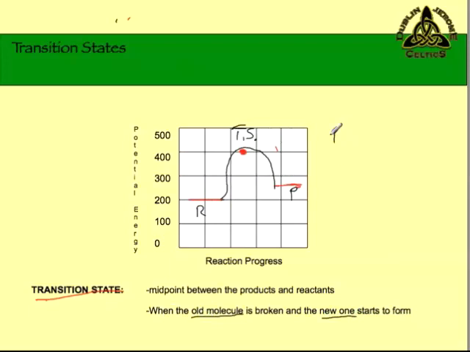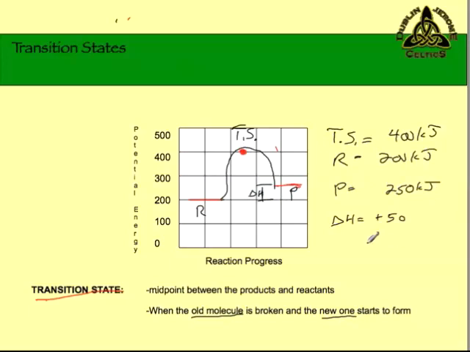So the transition state is kind of like a molecule, like the reactants and products, that has an energy of 400 kilojoules. The reactants have 200 kilojoules, and the products, I should put equal signs here so they're not negative, have 250 kilojoules. So even though I had to go up through the transition state, the change between the reactants and the products, delta H, was positive 50. So delta H is positive 50, and that is positive, so it is endothermic, absorbing energy.